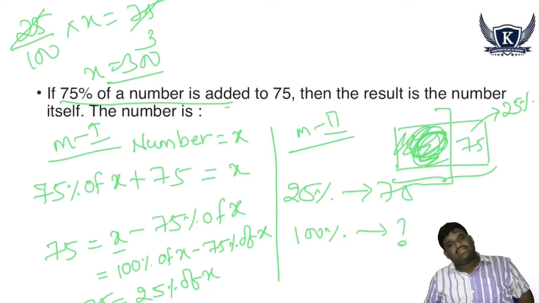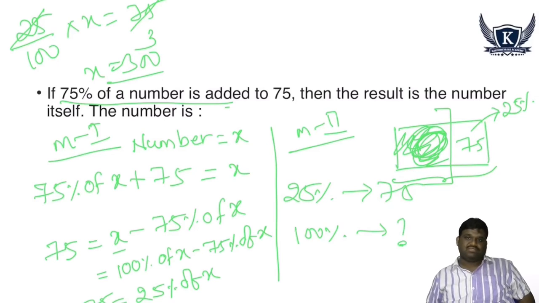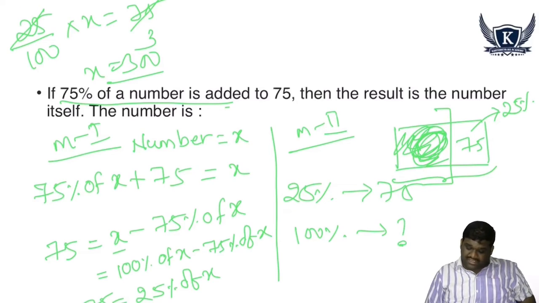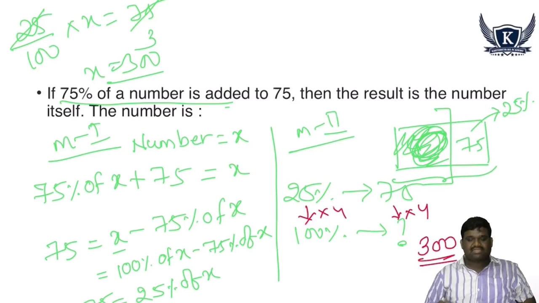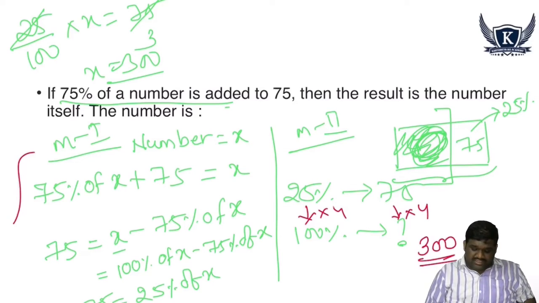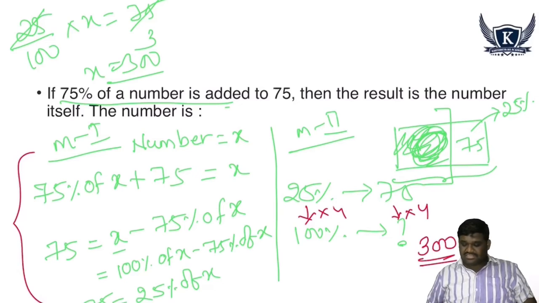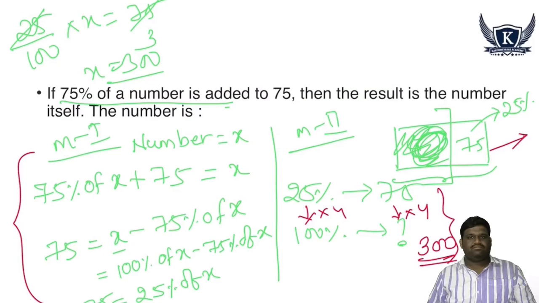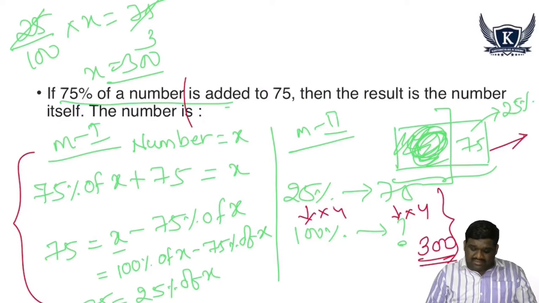This is the logical way to answer this type of questions. If 25% is 75, this is multiplied with 4. So this has to be multiplied with 4. 75 fours are 300. Same answer with single step. Here it might take more than 4 steps. Here it is a single step. This can be thought in your mind actually. So this is the general method what every student tries to solve.